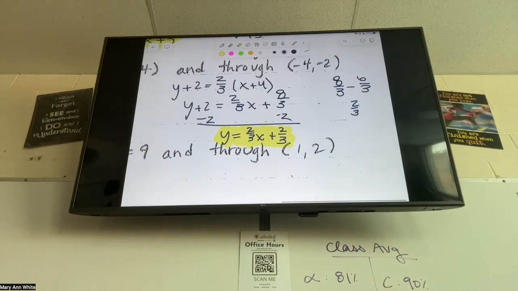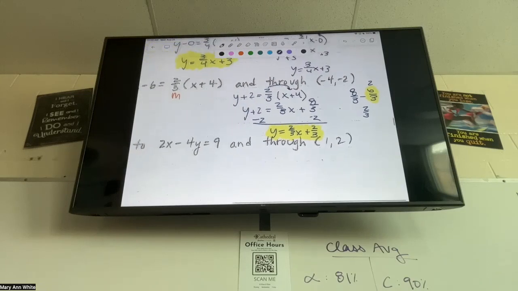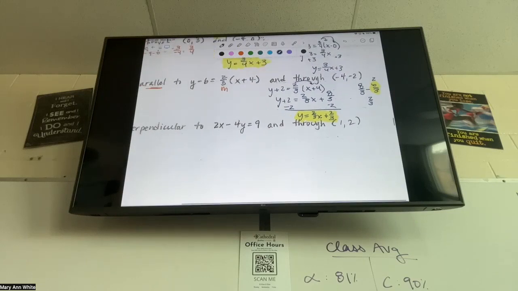Just a little fraction reminder, I could not simplify 2/3 times 4, so I had to keep it 8/3. And then when I minus 2 from both sides, I made 2 into a fraction with 3 in the denominator. So 2 is the same thing as 6 divided by 3. And so I could do 8 divided by 3 minus 6 divided by 3, and then I get 2/3. Now I've got a perpendicular one.